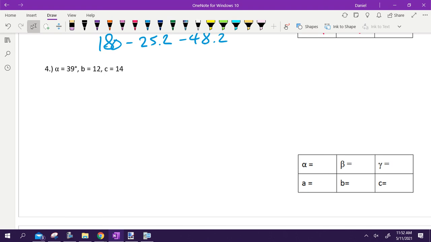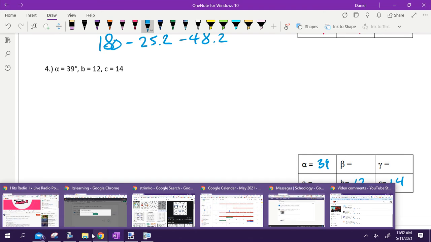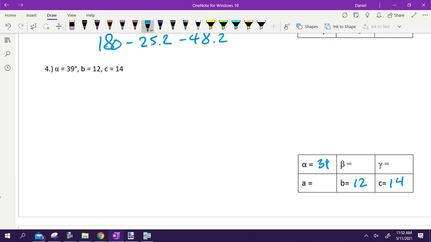We've got alpha is 39 degrees, b is 12, and c is 14. Just looking at that, can we do law of sines? No, you've got to do law of cosines. This is a side-angle-side triangle. What are you going to solve for first based on this setup? You're going to solve for a. Find a and show it to me once you get it.